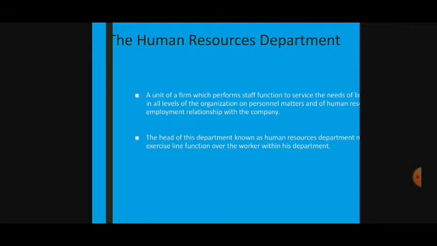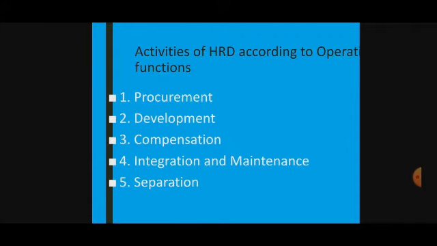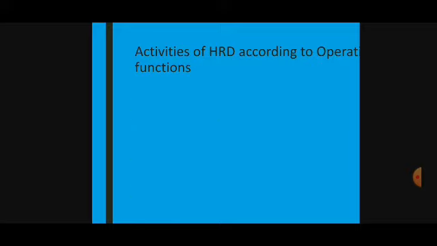The human resource department is a unit of the firm which performs a staff function to serve the ends of line in all levels of the organization on personnel matters and human resource employment relations with the company. The head of this department is known as the human resource department manager, exercising line function over the workers within his department. Activities of human resource management according to operative function: procurement, development, compensation, integration and maintenance, and separation.